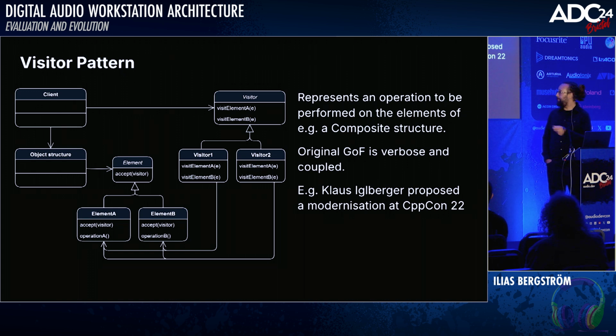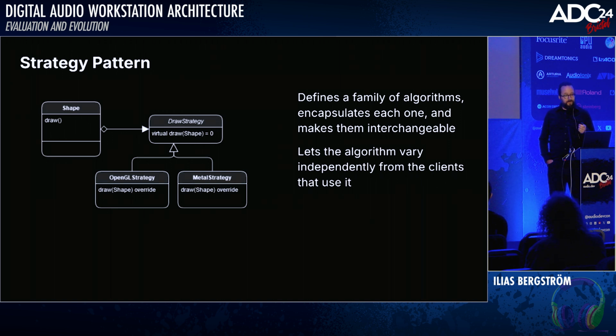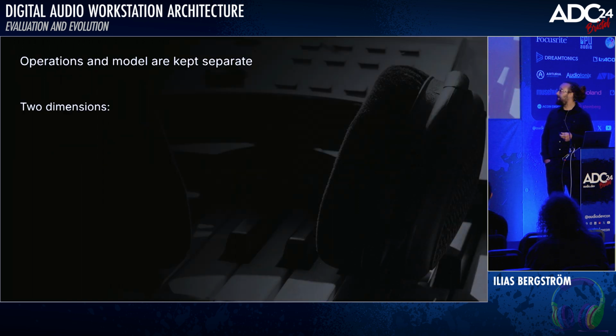It's originally a Gang of Four pattern. It's very verbose and coupled. This is the Gang of Four version. For example, Klaus Iglberger presents a much more modern, concise version in his talk at CppCon 22 and his book from, I think, two years ago, C++ Software Design. There's also the strategy pattern, which defines a family of algorithms, encapsulates each one and makes them interchangeable, and it lets the algorithm vary independently from the clients that use it. So both achieve the goal of keeping the model and operations separate.